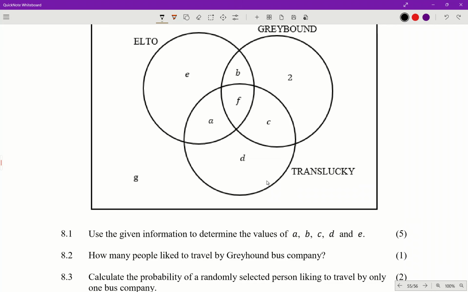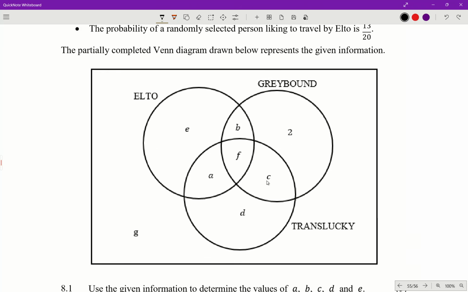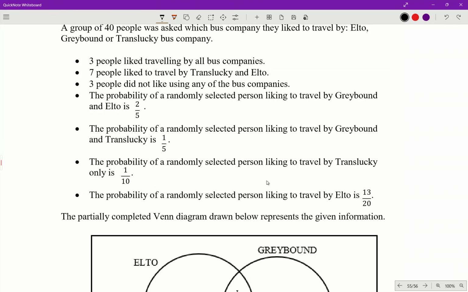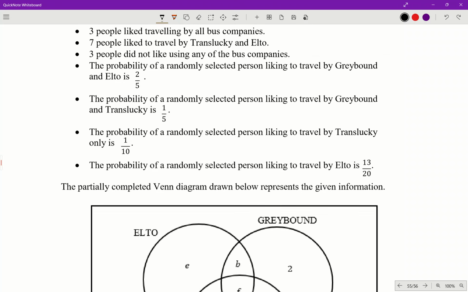Yeah, now we can go back. You see, we need A. But I saw that they said 3 people like traveling by all bus companies. So how many buses do we have? We have the Greyhound, we have the Translux, and where's the other one? Elto, whatever. Yeah, we have what?